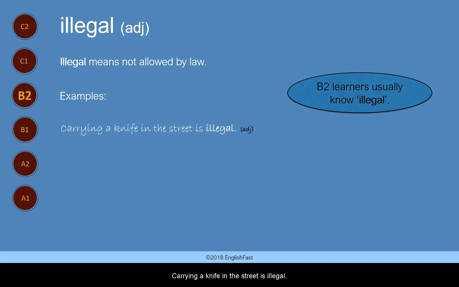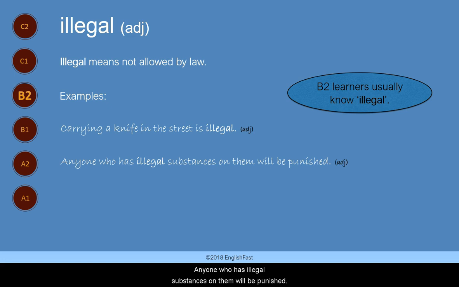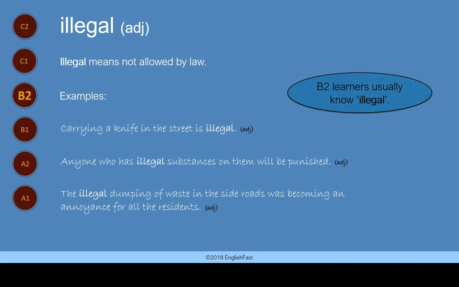Carrying a knife in the street is illegal. Anyone who has illegal substances on them will be punished. The illegal dumping of waste in the side roads was becoming an annoyance for all the residents.